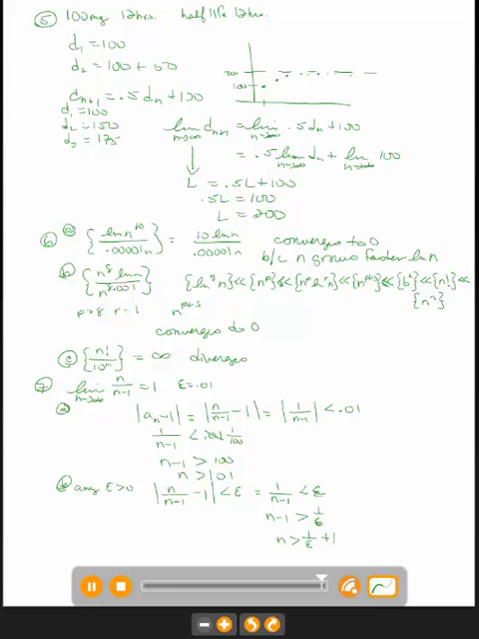So as long as we know that epsilon is greater than 0, it will work where capital N is greater than 1 over epsilon plus 1 to be sure that the terms of the sequence are going to be inside that limit of 1. And this concludes section 10.2.